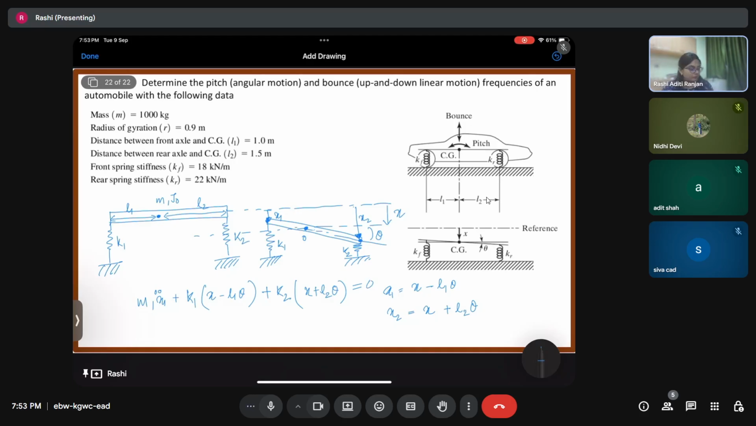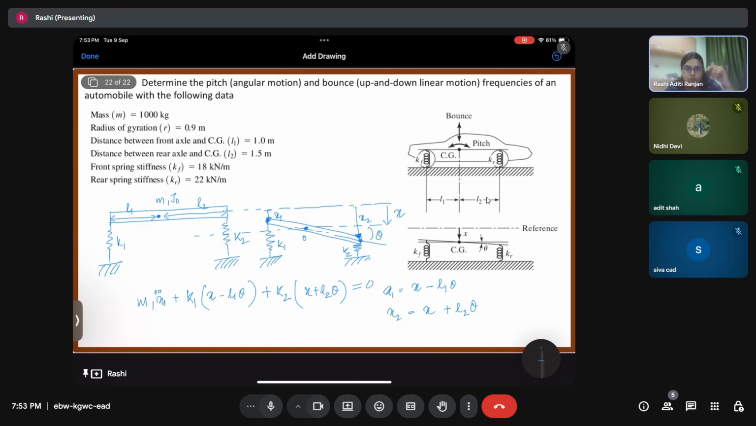Clear? About the spring force, I think it is clear. Both the spring forces are acting in the upward direction because both the springs are in compression state. So they will apply the force in the upward direction. Inertia is always going to act in the upward direction, and so all will get added up. Next, if I consider the rotation.